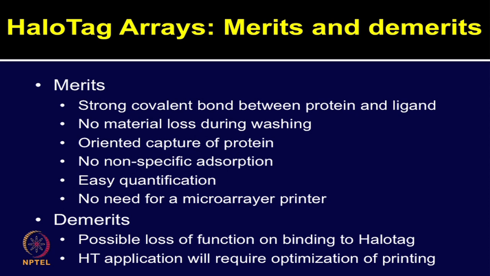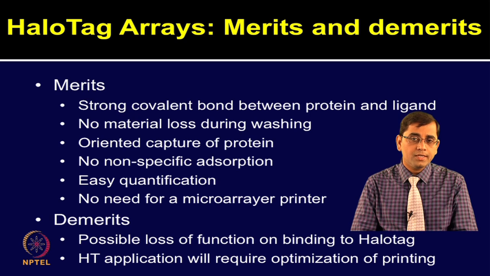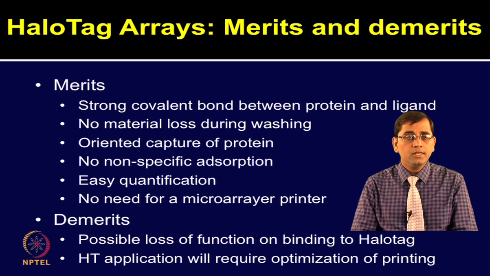Halotag arrays have various advantages such as the strong covalent binding between the protein and the ligand. No material loss occurs during washing steps because of very strong covalent interaction. The proteins are captured, oriented, and there is no non-specific adsorption due to PEG coating. The quantification is easy and one does not need a microarray printer to print the proteins on this chip, because the commercial kit of Halotag arrays provides a gasket which can be used for printing the arrays.